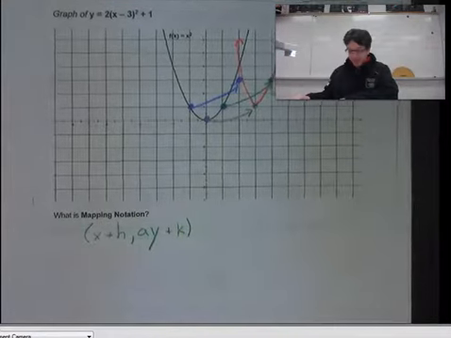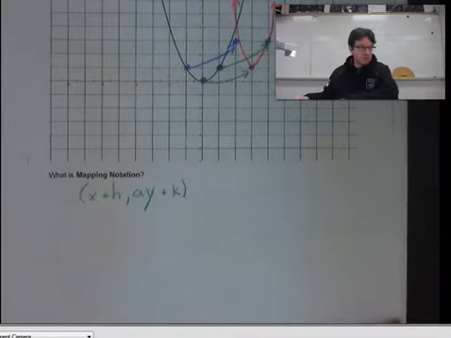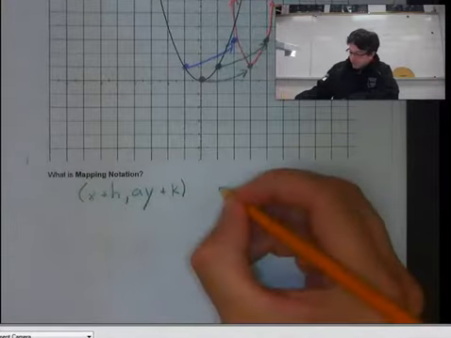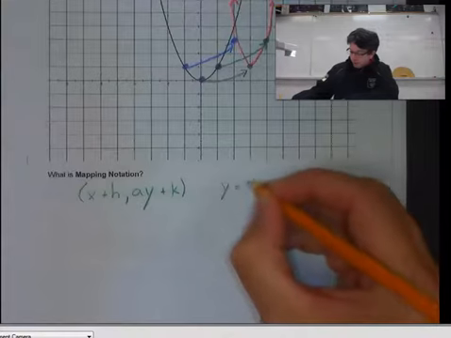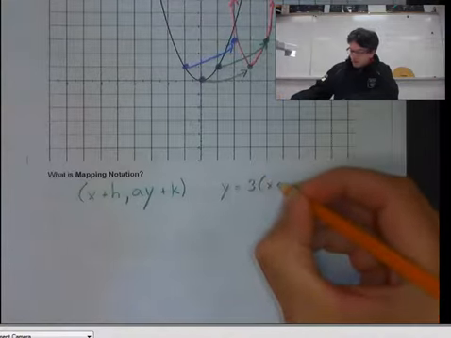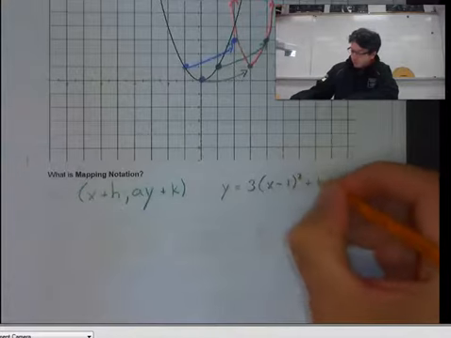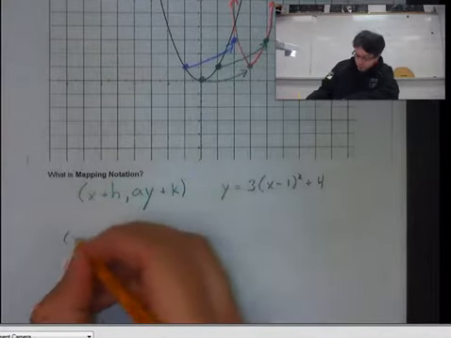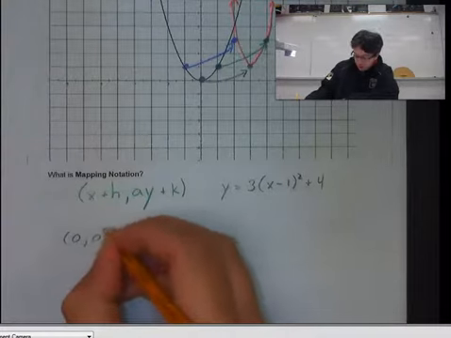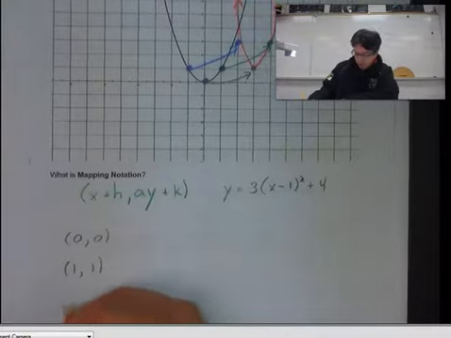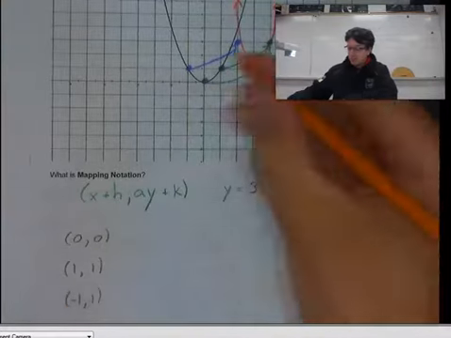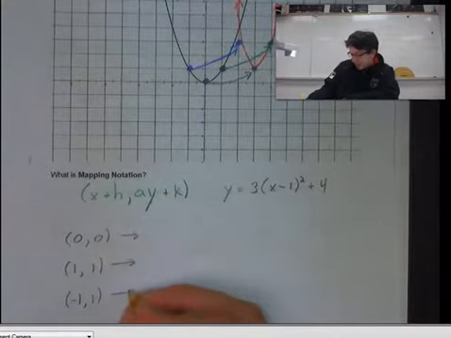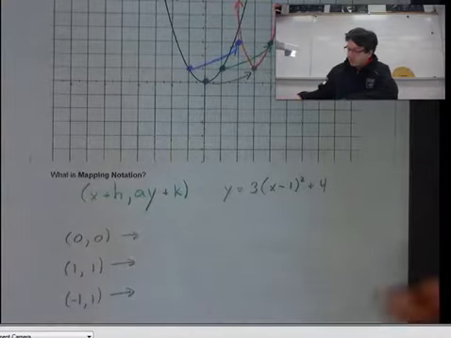So let's try another example. Let's see if we can do this a little bit more quickly as opposed to drawing a whole table and filling it out. Let's look at y equals 3 times x minus 1 squared plus 4. Okay, so originally your 3 points for y equals x squared are 0, 0, 1, 1, and minus 1 and 1. Right? That's these 3 points here. And we're going to translate each one, or transform each one.